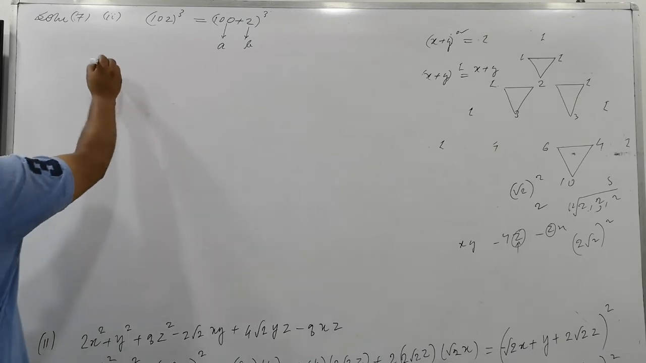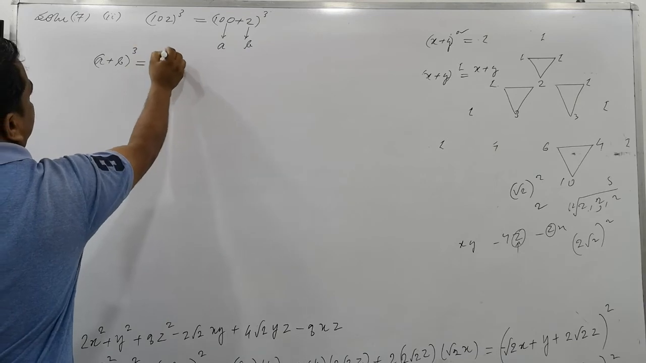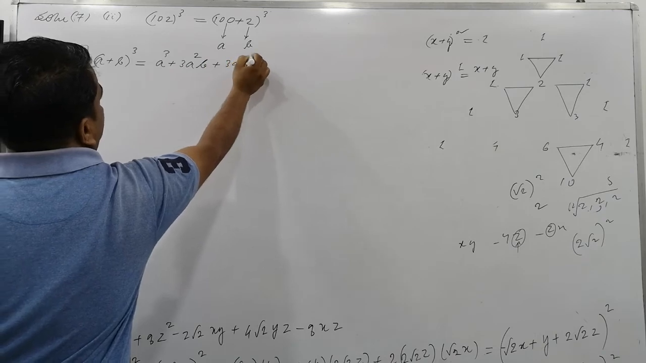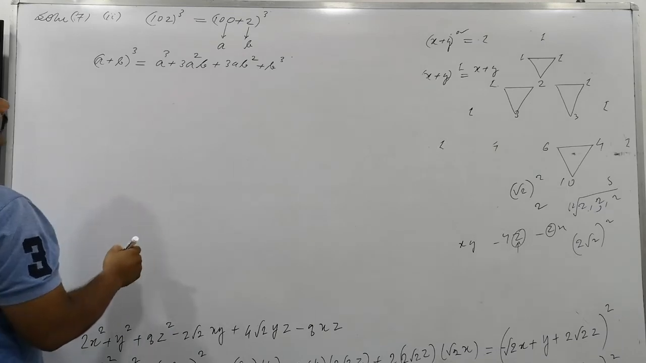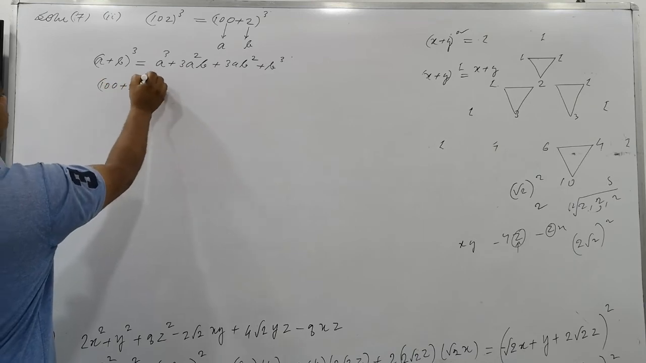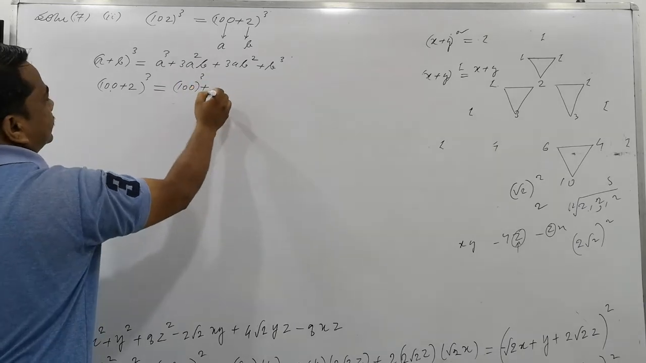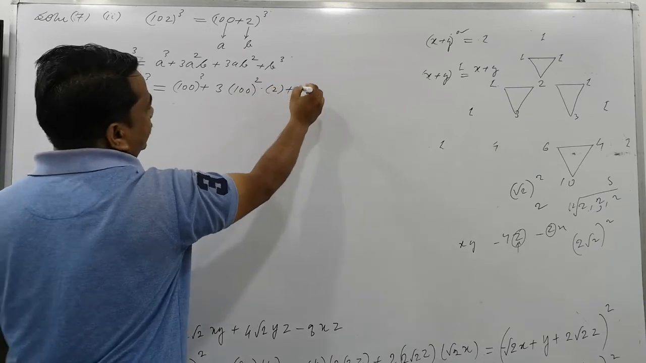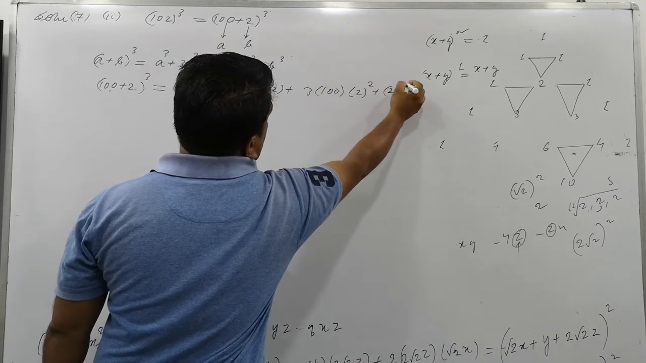So what will be here? Please say the identity: (a plus b) whole cube is a cube plus 3 a square b plus 3 a b square plus b cube. Clear or not? So what can we write here? (100 plus 2) cube: first term cube, and what next is 3 times first term, 100, square, and 2; what next is 3 times first term and 2 whole square, and 2 whole cube is also there.